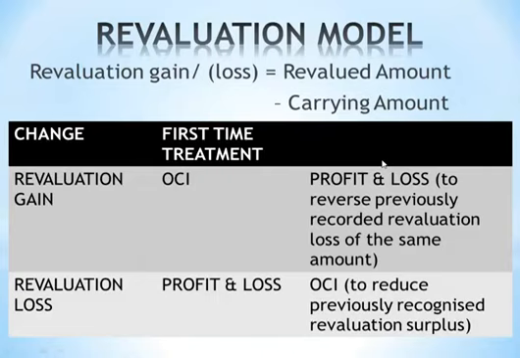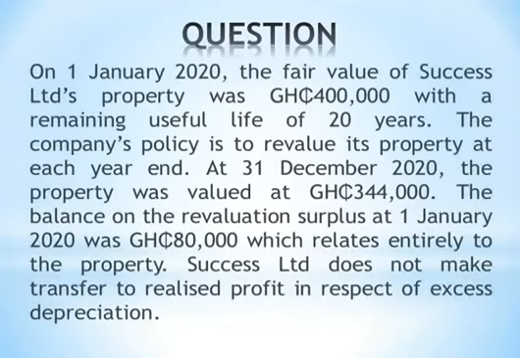Now let's pick a question in order to make the understanding clearer. Question: on 1st January 2020, the fair value of Success Limited's property was 400 Ghana cedi with a remaining useful life of 20 years. The company's policy is to revalue its property at each year end. At 31st December 2020, the property was valued at 344,000 Ghana cedi. The balance on the revaluation surplus at 1st January 2020 was 80,000, which relates entirely to the property. Success Limited does not make transfers to realized profit in respect of excess depreciation.